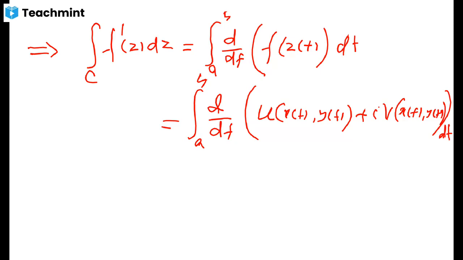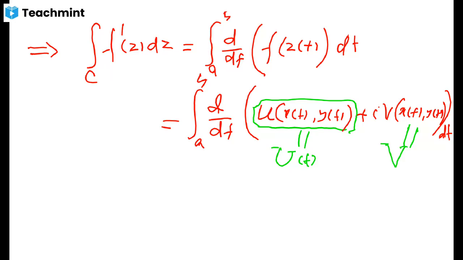Now look at these functions here. This is a real function, and this is also a real function. It is a function of t now. So I can replace it with a new function, capital U of t. This is just a function of a real variable, and it is a real valued function. Similarly, v is also a function of t now, and let me replace it with another real valued function.